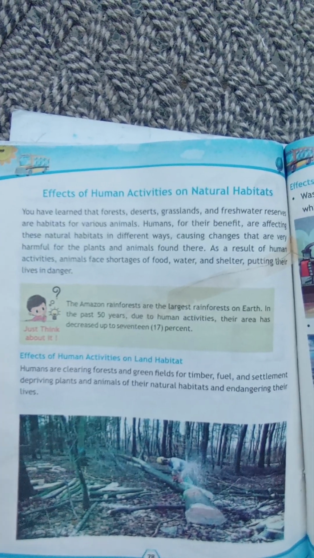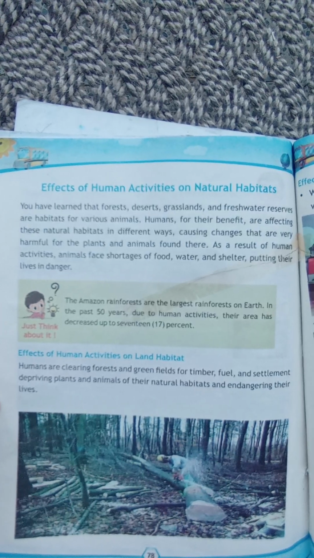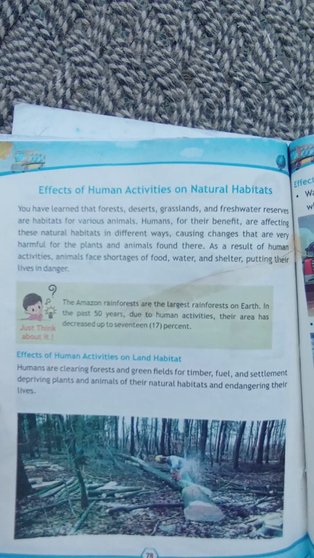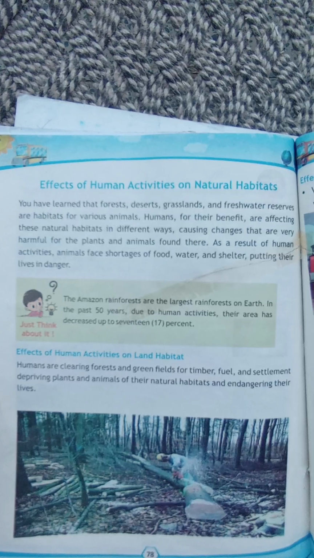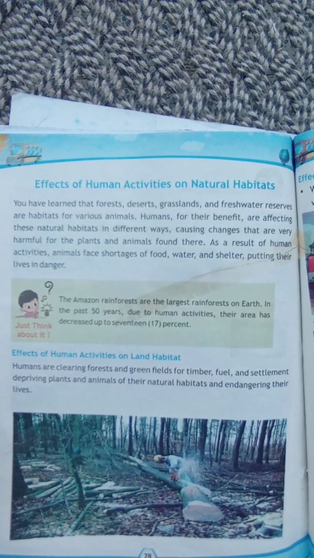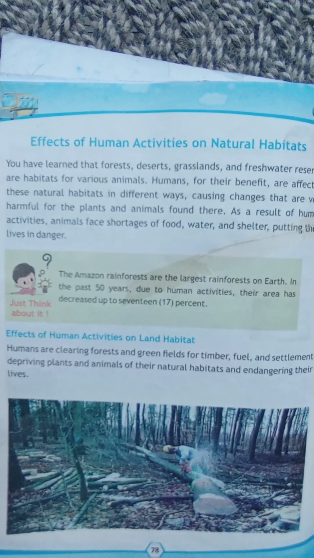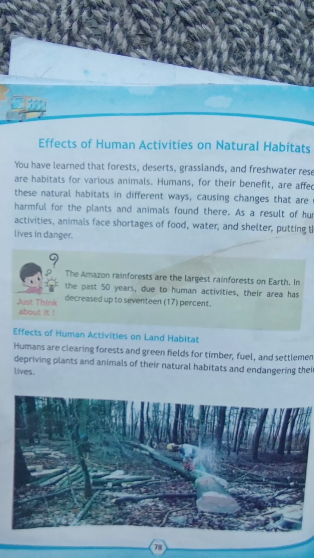Effects of human activities on land habitat. Humans are clearing forests and green fields for timber, fuel, and settlement, depriving plants and animals of their natural habitat and endangering their lives. Here is the picture of deforestation.